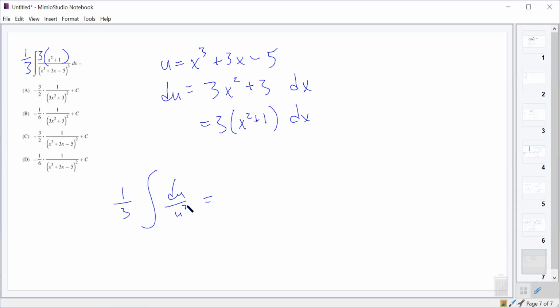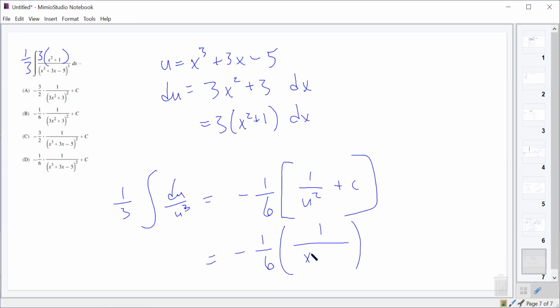Sorry, du over u cubed. Almost forgot that cube there. And so if we're going to integrate u to the -3, that means that we need to go up to u to the -2 and then divide by -2. So that'll give us negative 1/6 of 1 over u squared plus our constant, which will be negative 1/6 times 1 over x cubed plus 3x minus 5 squared plus our constant. Choice D.